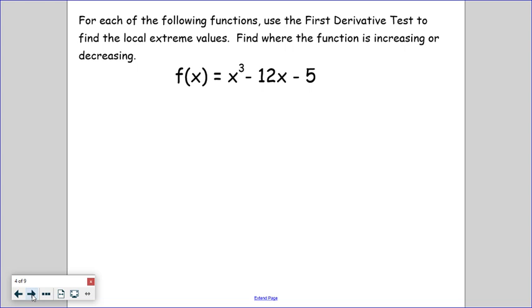So first derivative test, first of all, requires us figuring out the first derivative. So that's where I would start this problem. I would go identify my first derivative. So in this case, let's see, 3x squared minus 12.